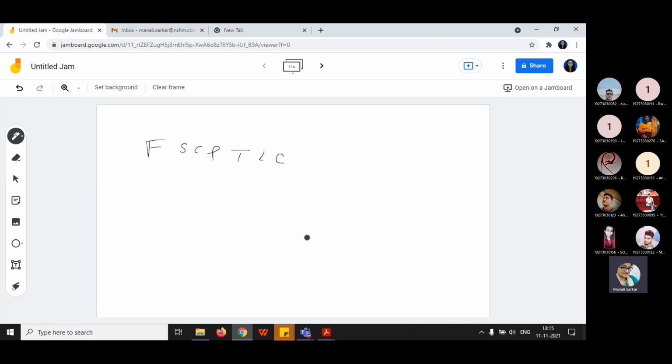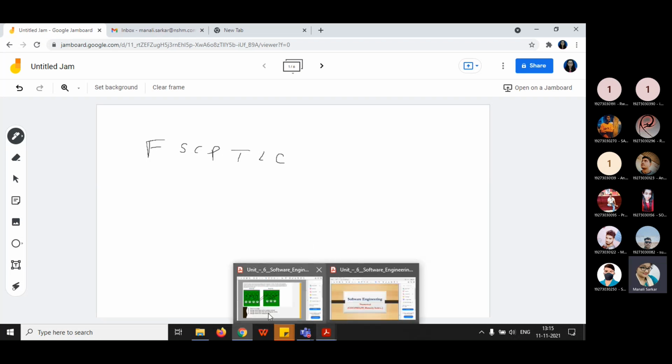And in coupling also there are five types: content, common, control, stamp, data, and temporal coupling. So all these different types of couplings were there. Now let's do one numerical on cohesion and coupling.